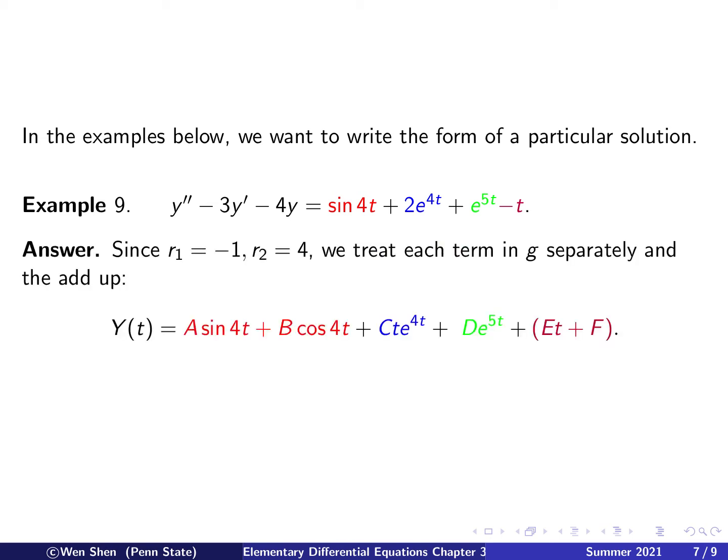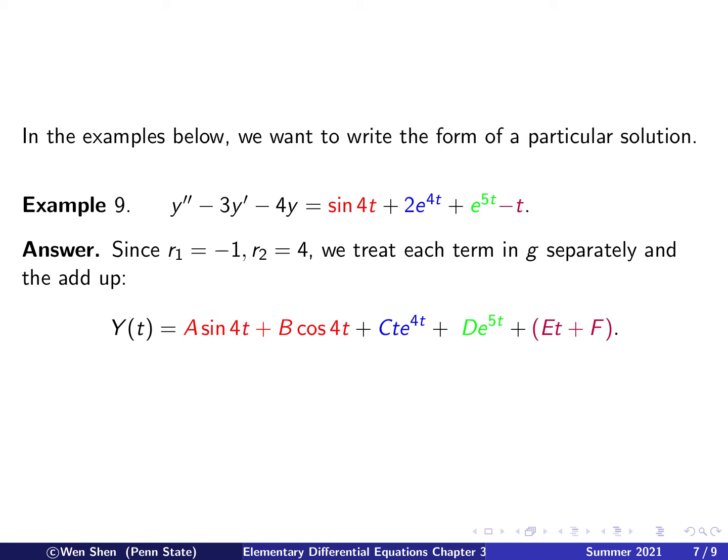Okay, so here it's important to know the form of the solution to the homogeneous equation. That is, we need to find the two roots of the characteristic equation. So the characteristic equation will be r squared minus 3r minus 4 equals 0, and you easily find the two roots: r1 is negative 1, r2 is 4.